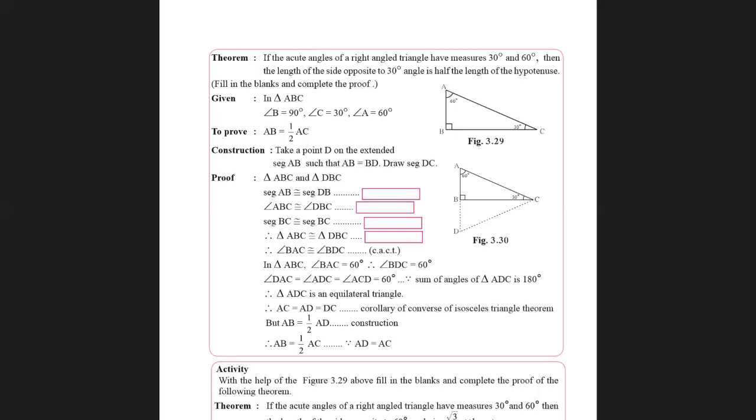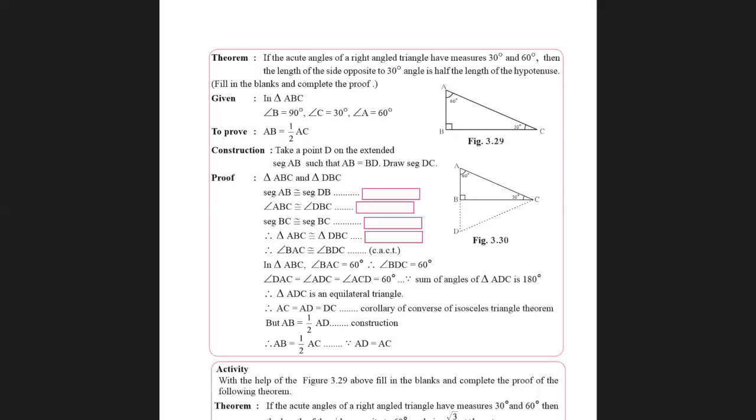Therefore, angle BAC is congruent to angle BDC, CACT. In triangle ABC, angle BAC is equal to 60 degrees. Therefore, angle BDC is also equal to 60 degrees because they are corresponding angles of congruent triangles. Now, angle DAC equal to angle ADC equal to angle ACD equal to 60 degrees because the sum of angles of the triangle ADC is 180 degrees.